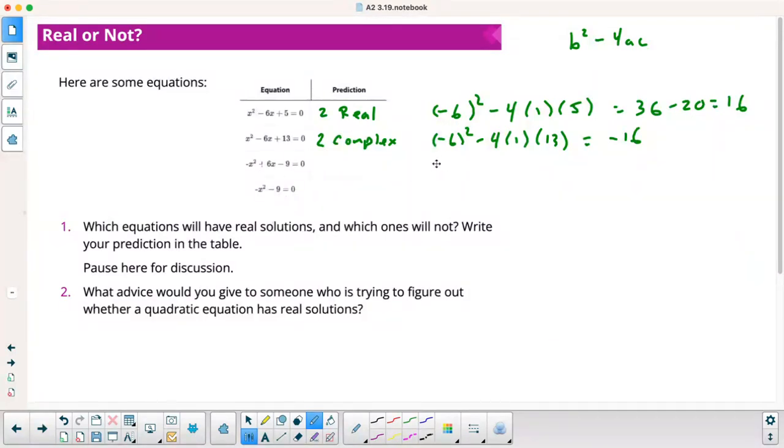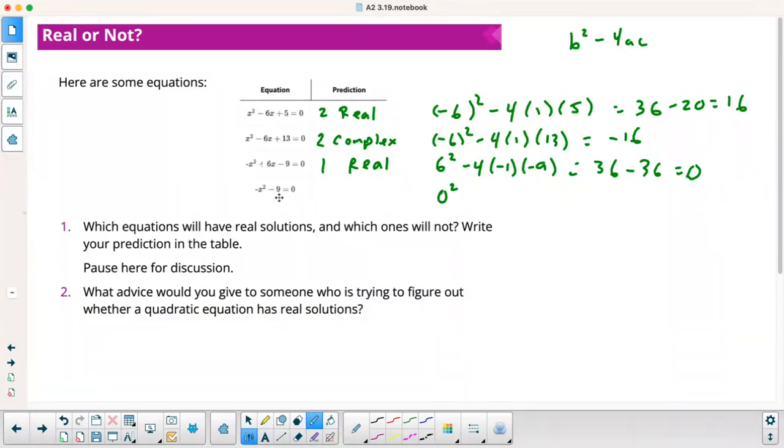The next one is going to be positive 6 squared minus 4 times -1 times -9. So what's that give me? 36 minus 36. Yep. So since that equals 0, we're going to have one real solution. So the only way to have a parabola with one real solution would be for the vertex to actually be on the x-axis.